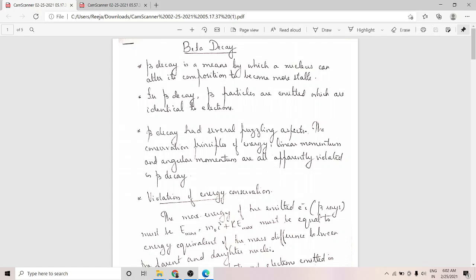Beta decay had several puzzling aspects. That is, the conservation principles of energy, linear momentum, and angular momentum are all apparently violated in beta decay.